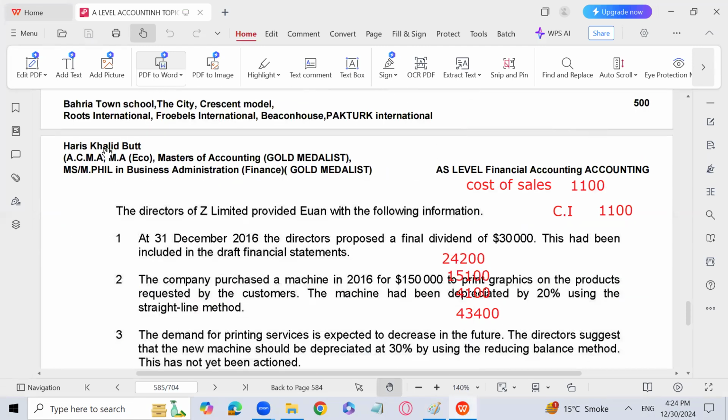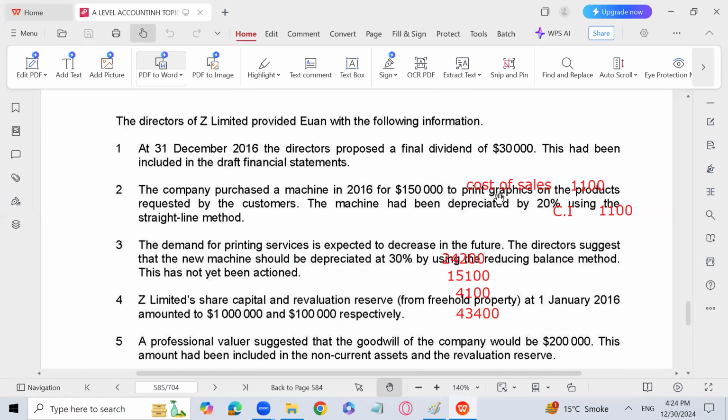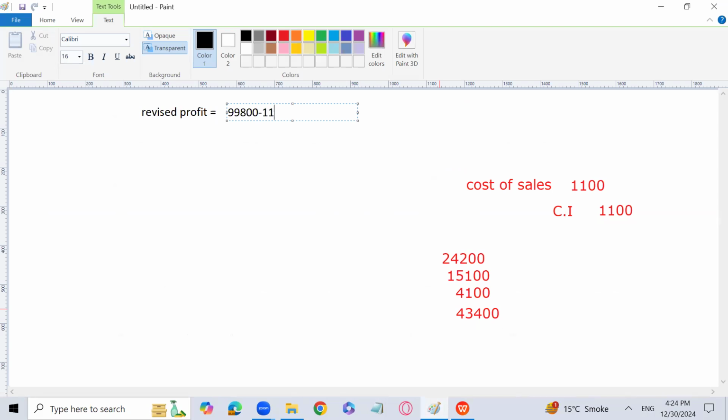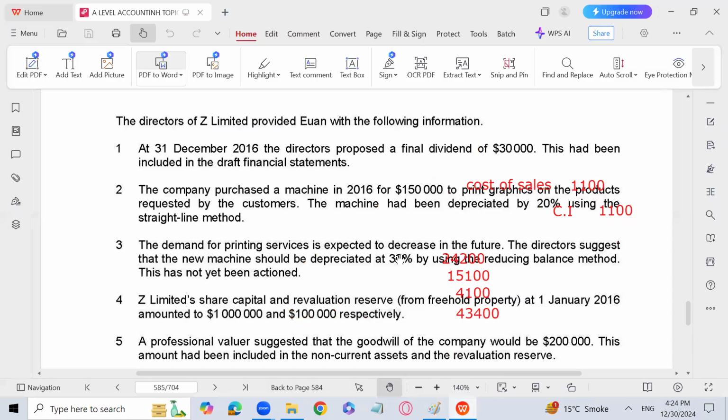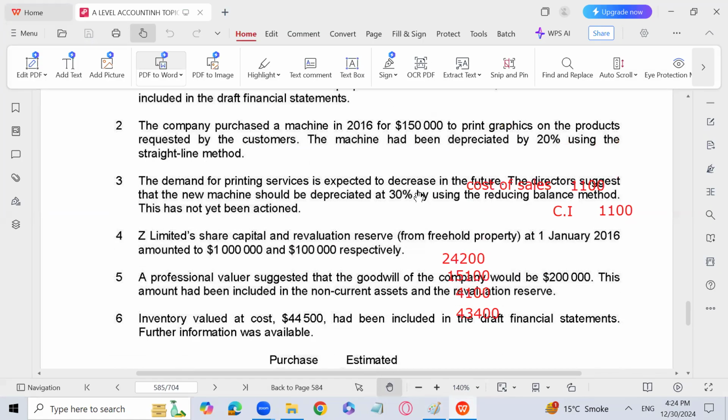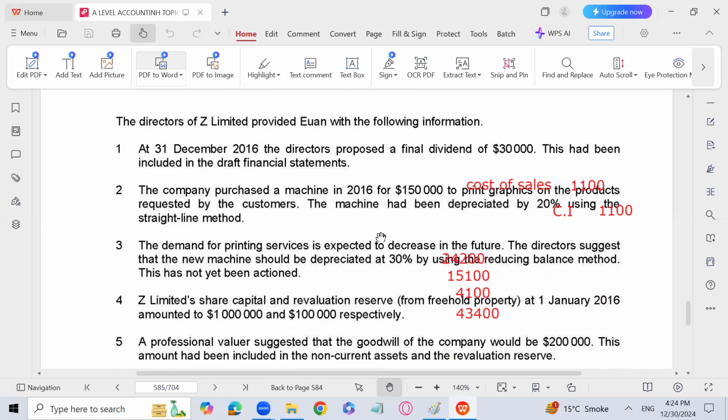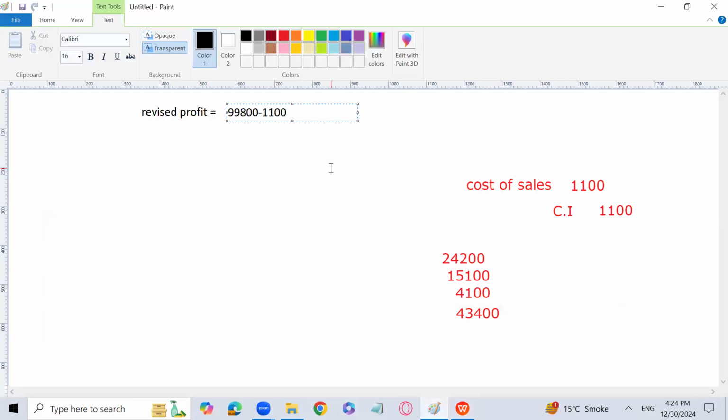And if you just look at the question, we have to adjust this cost of sales. So we will subtract minus 1,100, and then depreciation. There is a point of depreciation over here also, right? What we have recorded is depreciation 1,50,000 into 20%, that will come 30,000. But now we should charge depreciation according to the reducing balance method, and that should be 1,50,000 into 30%. So how much will that come? Yes, that will come 45,000. The depreciation has been charged 15,000 less than the actual amount, so minus 15,000, and then we will get the revised profit, right? So what is going to be the revised profit?